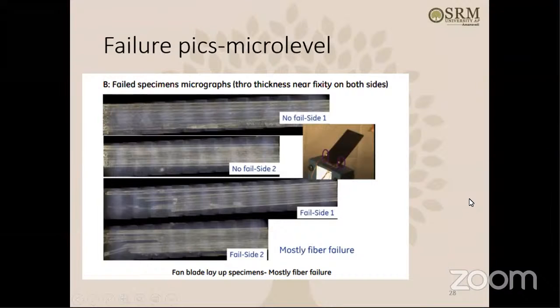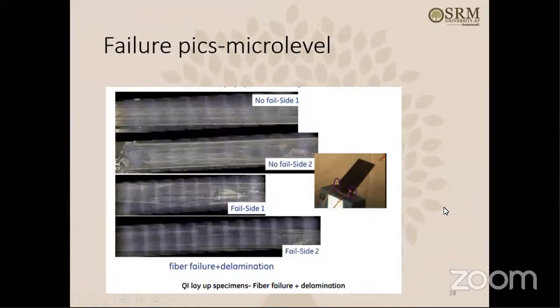Then this was the family layout. Then the quasi-isotropic layout. The failure is a combination of fiber failure and delamination failure. The first specimen had no failure, no failure, and the other specimen, the failed specimen, you see the fiber breakage and some delamination also. You see fiber breakage and delamination in the specimen.